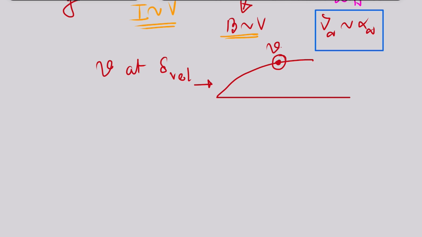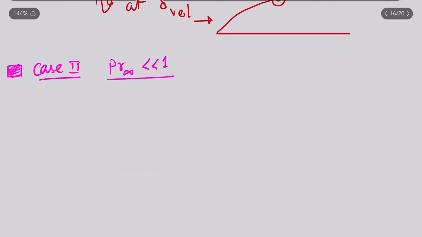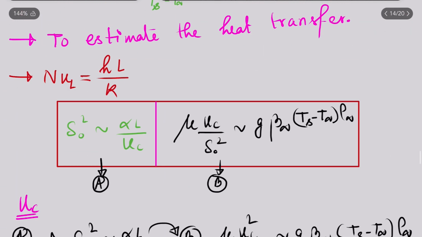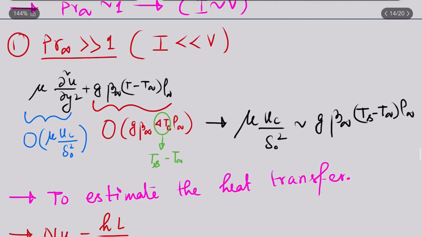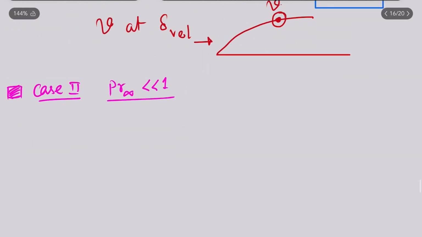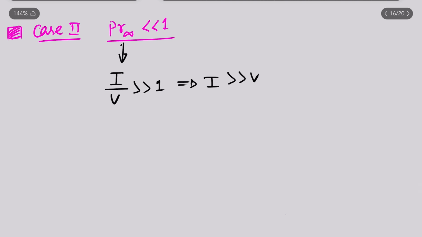So as you can guess correctly, now our case 2 will be Prandtl number less than 1. So case 2 will be Prandtl number much lesser than 1. Clear? So I already derived that 1 by Prandtl number is inertia by viscous force. So from this analogy I can directly show you that if the Prandtl number is much less than 1, then inertia by viscous force is much greater than 1, that means my inertia force is much more important than my viscous force. Okay, so I will neglect the viscous terms in the governing equations.